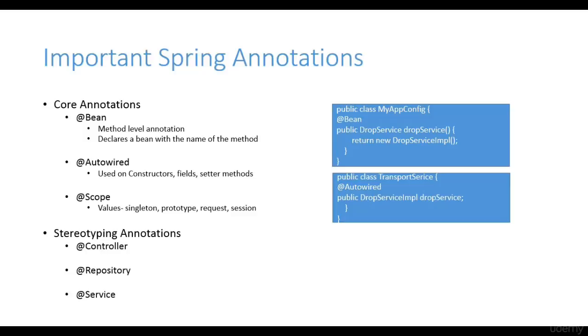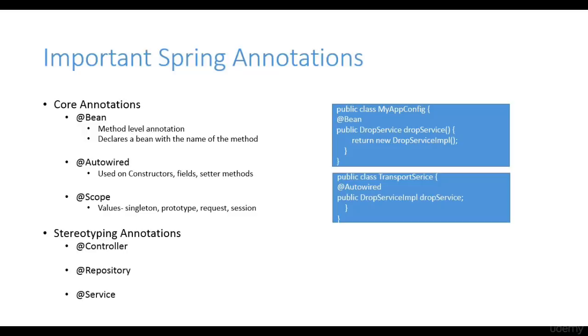There is another category of annotation called stereotype annotation. These annotations are used to stereotype or label classes with regard to the application tier they belong to. In MVC architecture, there are different application tiers or layers, like the presentation tier or the service tier or the persistence, also called database access tier or layer.